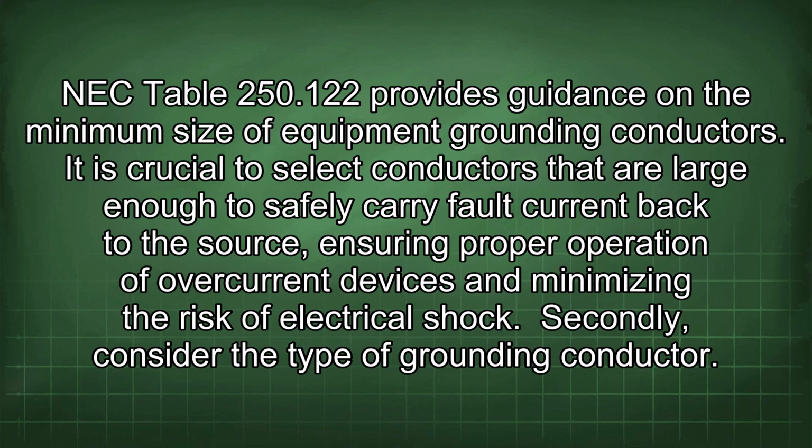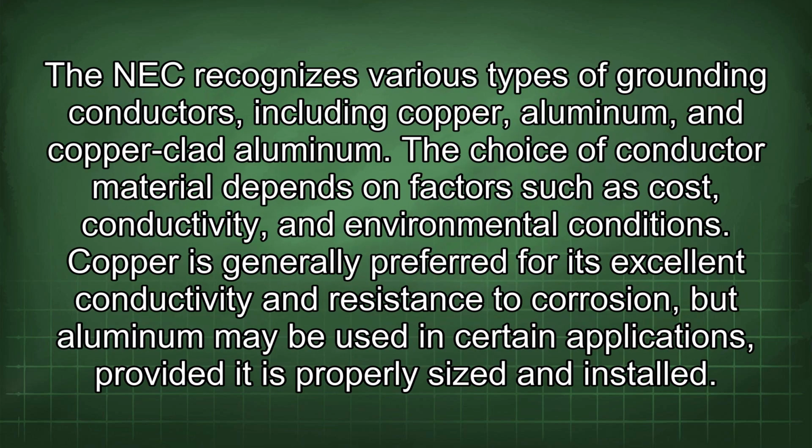Secondly, consider the type of grounding conductor. The NEC recognizes various types of grounding conductors, including copper, aluminum, and copper-clad aluminum. The choice of conductor material depends on factors such as cost, conductivity, and environmental conditions. Copper is generally preferred for its excellent conductivity and resistance to corrosion, but aluminum may be used in certain applications provided it is properly sized and installed.